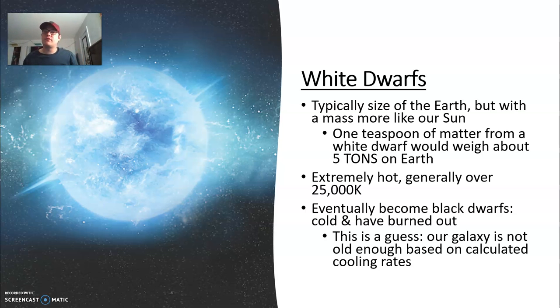and they will eventually become black dwarfs, and this means that they are going to be cold, and everything that they could have burned would have already been burned out. So this is our guess. Our galaxy is not old enough, based on calculated cooling rates at this point, for black dwarfs to exist. So right now we just know that we have white dwarfs, and we know that at some point this is going to end up burning out and cooling.